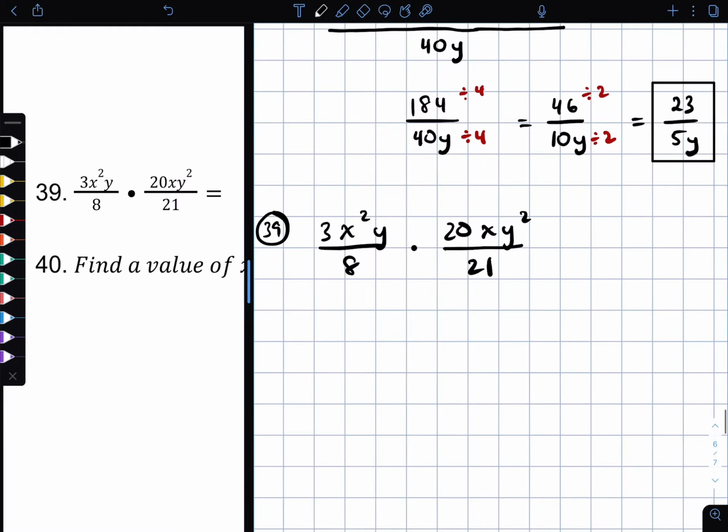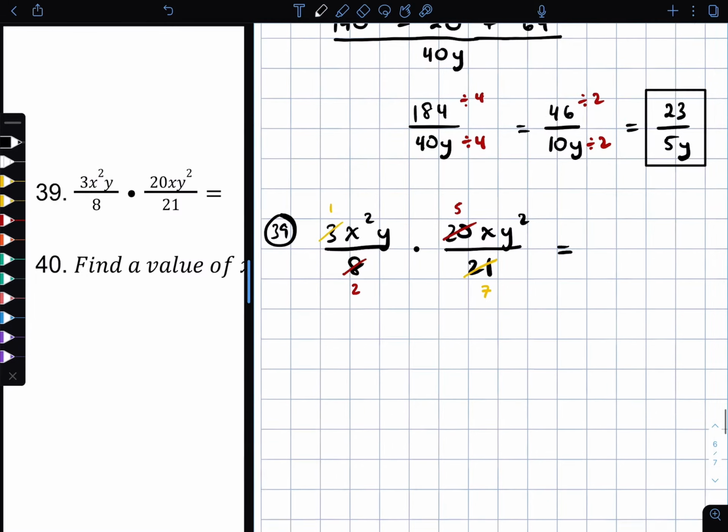Okay, so looking to cross cancel some things here if possible. It doesn't seem to have too much, but I do know this 3 and 21 both have 3, so that would become 1 and that would become 7. Again, those are the numbers or the coefficients or constants, however you want to think about them. And then this 8 and 20, you can divide them both by 4, and you would get 2, and then we would get 5 here. Okay? And so let's see what we have.